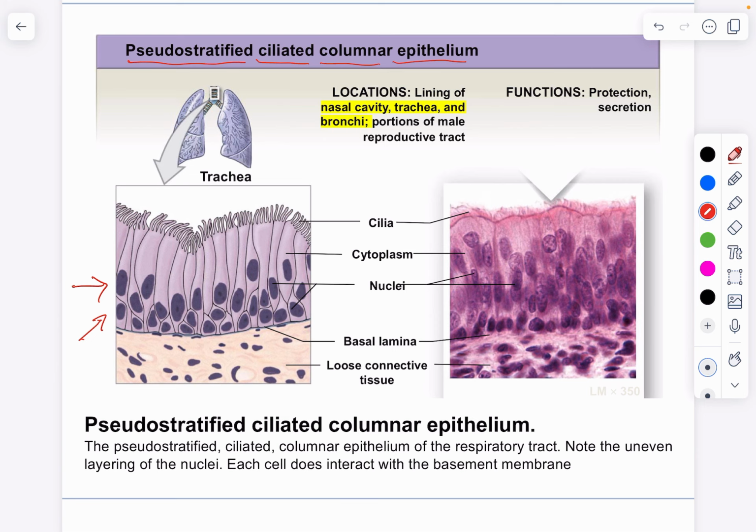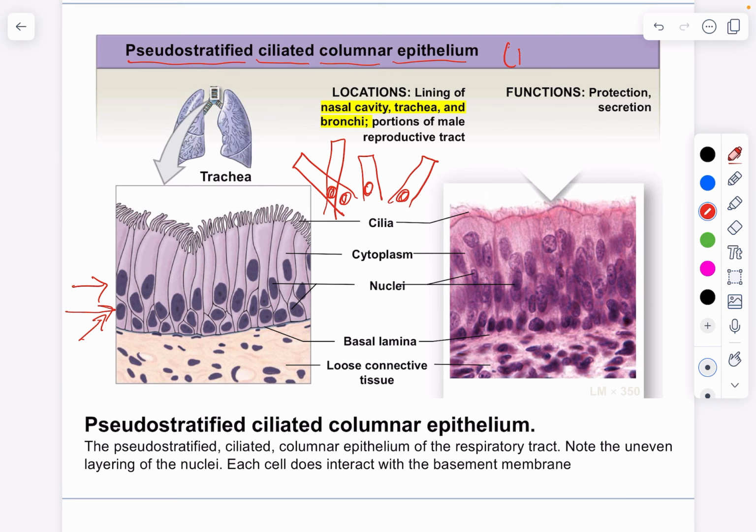What's happening is that these cells are in various orientations. So they're not just straight up. Some of them are going this way, some of them are going that way, some of them are going this way. And so when you put the nuclei all there, it starts to look like there are multiple layers here. That's what this is trying to depict. But in fact, they are one layer. They're just in all different orientations.